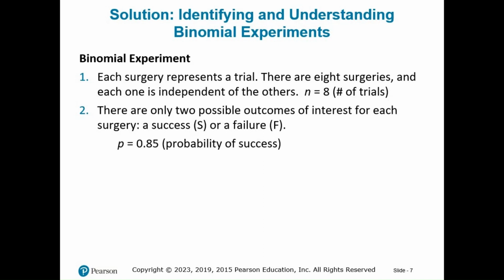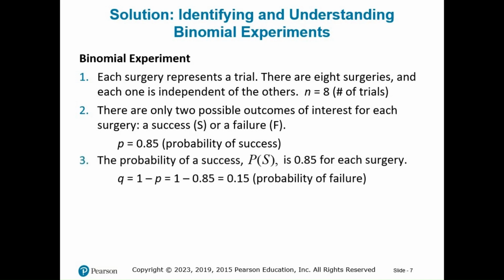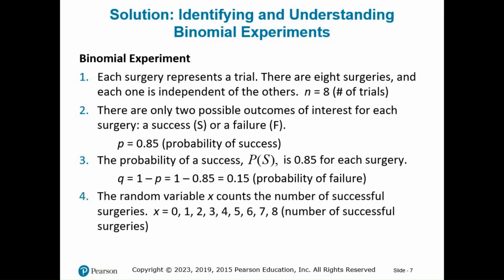And since this is a fixed probability, we can subtract that from 1 to find the third condition, our probability of failure, which would be 0.15. What about the random variable x? Can we determine a set that would include successful outcomes? Yes, any number from 0 to 8 could be successful. So yes, it meets the conditions for a binomial experiment. All right, let's do another.